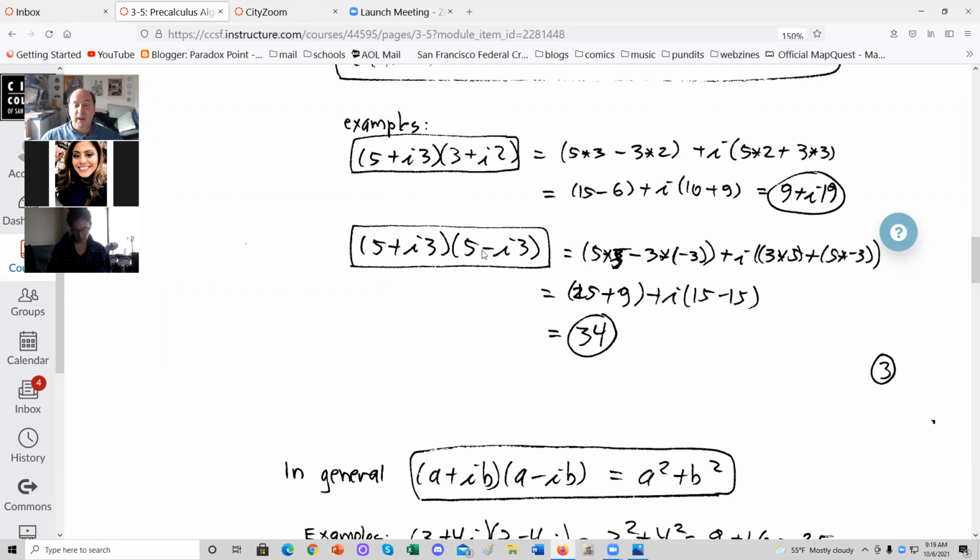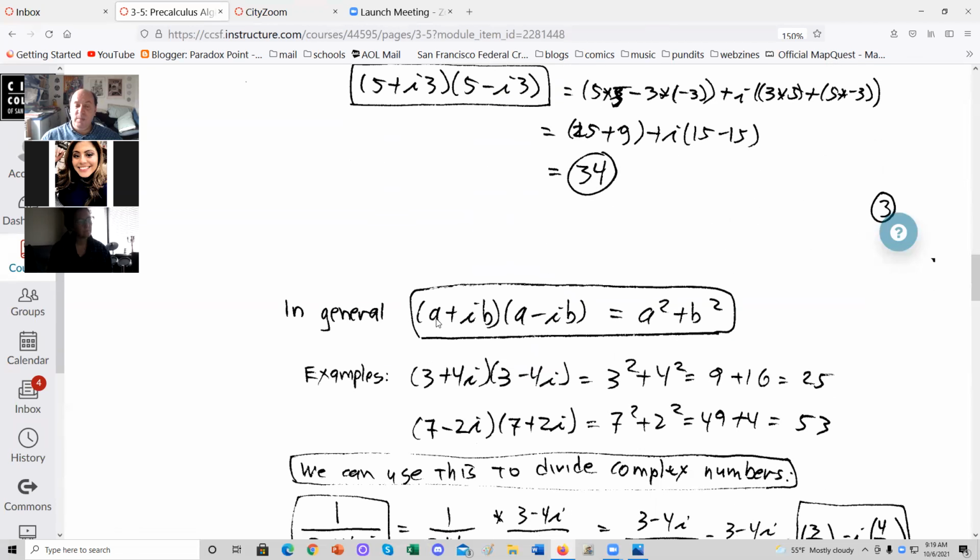Okay, if you multiply it out, what will happen is that the i times 3 times 5, and the minus 5 times i times 3, here and here, they cancel. So it has no imaginary part at all. What's left is 5 times 5 minus i squared times 3 squared, but minus i squared is plus. You get 25 plus 9 is 34.